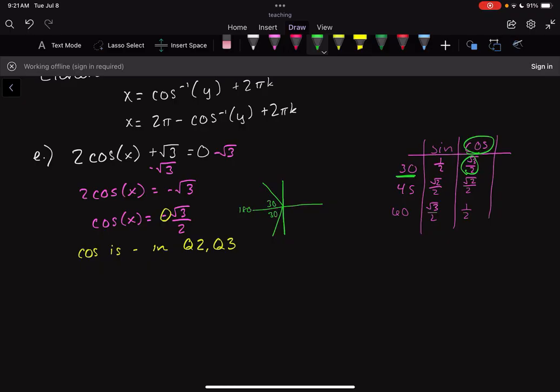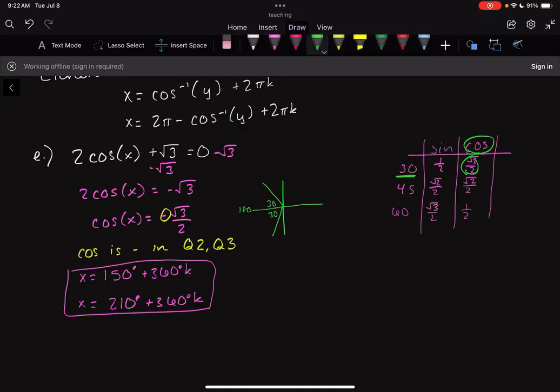This is 180. So to get my quadrant 2 answer, I would do 180 minus 30, which will give me 150. And then I need to think about coterminal, so I add 360k to that. And then my quadrant 3 answer, I would do 180 plus 30, so that'll give me 210. And then I always want to add in the 360k.